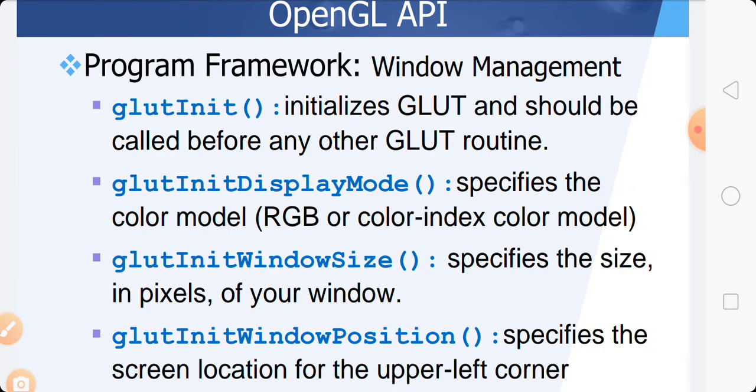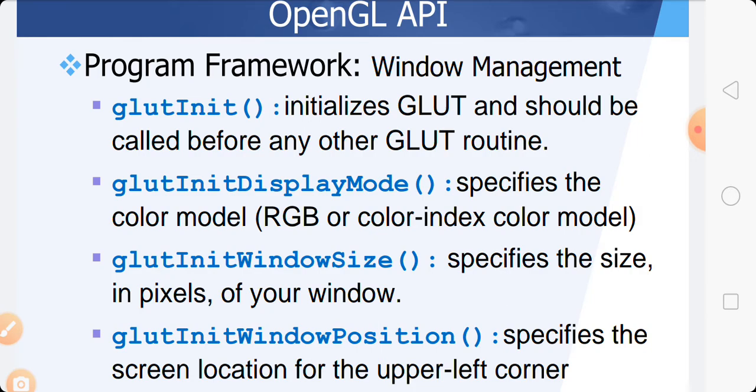So here we have to understand the program framework, that is the Windows management. glutInit is the function that initializes GLUT and should be called before any other GLUT routine. Now the second function is glutInitDisplayMode. It specifies the color model, that is RGB or color index color model.